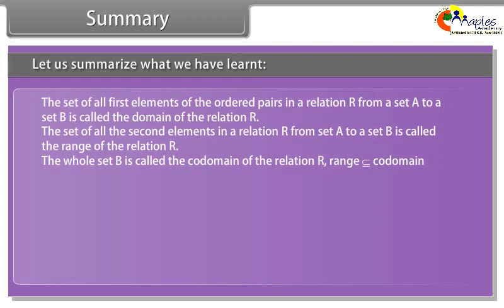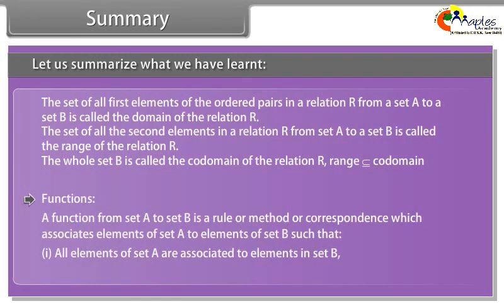The set of all first elements of the ordered pairs in a relation R from set A to set B is called the domain of the relation R. The set of all the second elements is called the range of the relation R. The whole set B is called the codomain of the relation R. Range is a subset of codomain. It means every element of range is also an element of codomain.